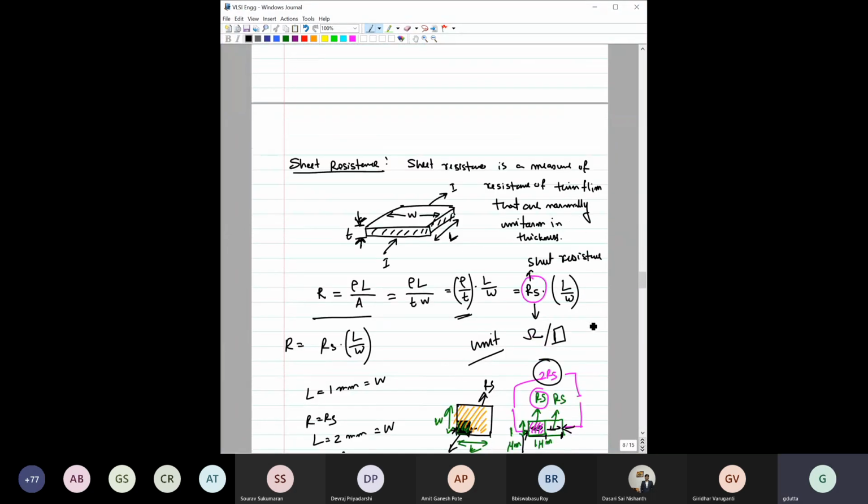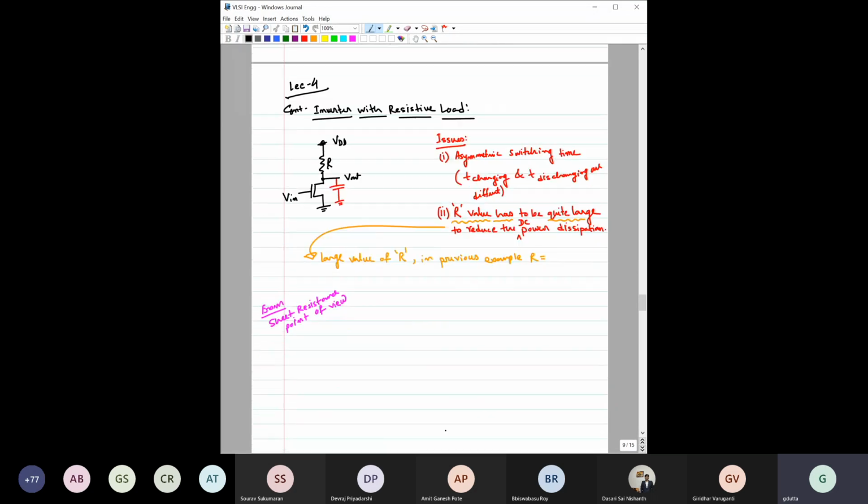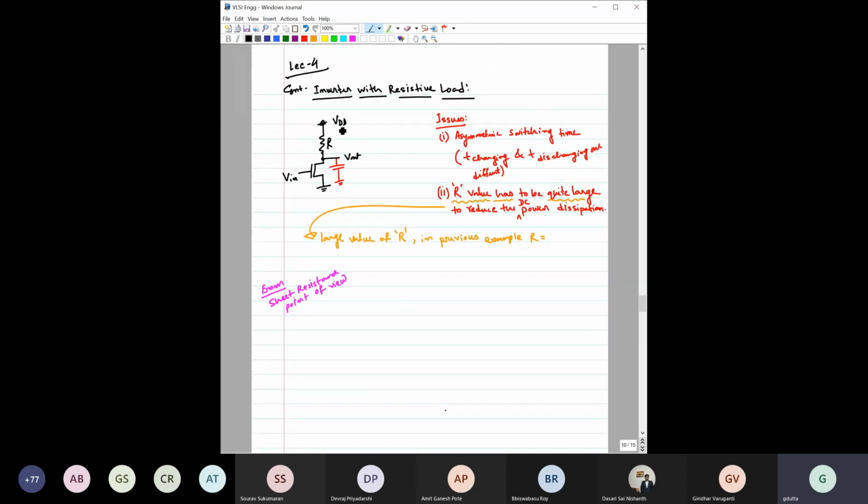So let us start today's class quickly. Today we are continuing with the inverter with resistive load. So this is the circuit design, right? The issue, as we have discussed, is asymmetrical switching time, that is T charging and T discharging. They are different. T charging is this way, T discharging is this way.